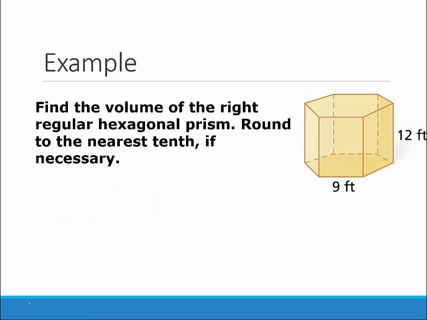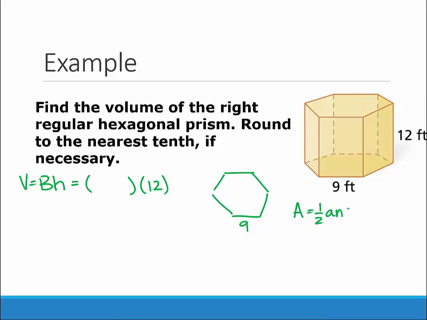So let's find the volume of the right regular hexagonal prism, round to the nearest tenth if necessary. So we have to remember volume is base times height. We know that the height is 12, and the base is a little more difficult to figure out. Because it's a hexagon, we got to think back to chapter 10. They tell us that this is 9. And remember, area of a hexagon is 1/2 a n s. So a stands for the apothem that we don't know, n is the number of sides, and s is the side length. So we have half of what we need. We have to find the apothem.